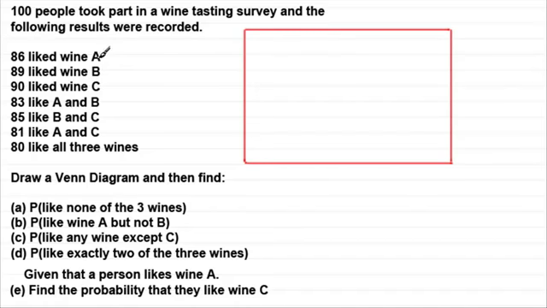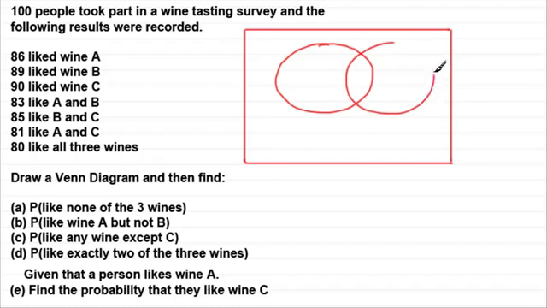We've got people who liked wine A, wine B, and wine C. So you draw any three shapes. Okay, normally it tends to be circles or ovals, ellipses. Okay, so I'm going to do it something like this, and you have them overlapping one another. Then we label them A, B, and C. Now, we're told that 86 liked wine A.